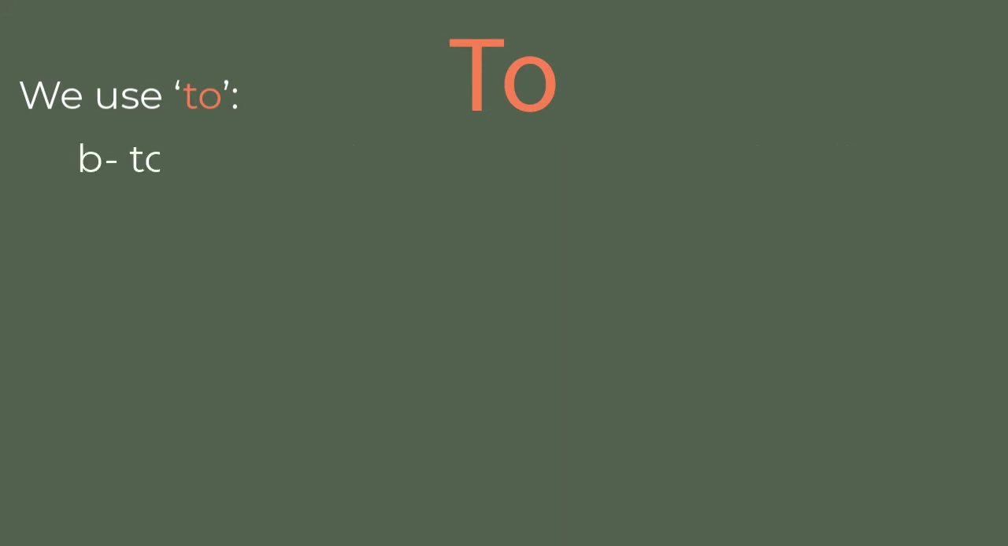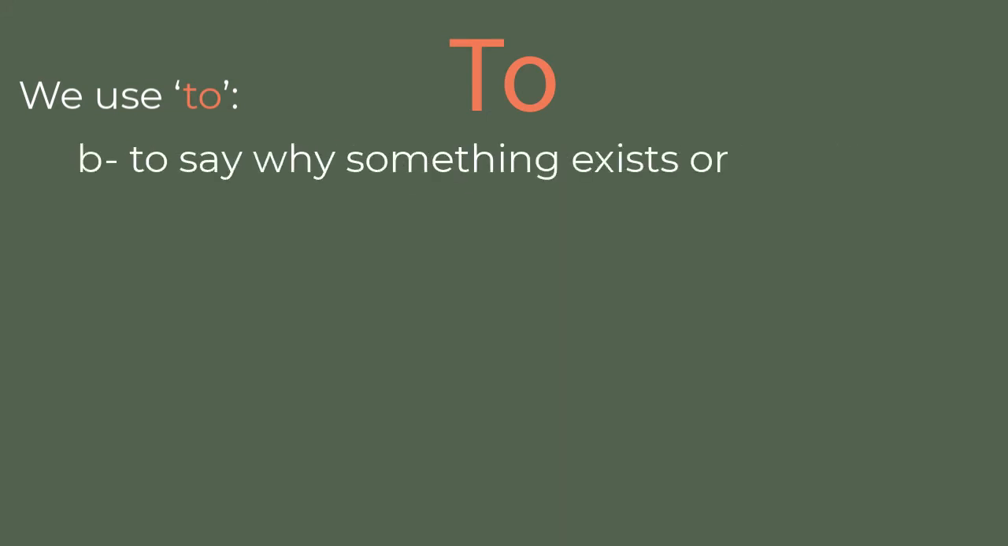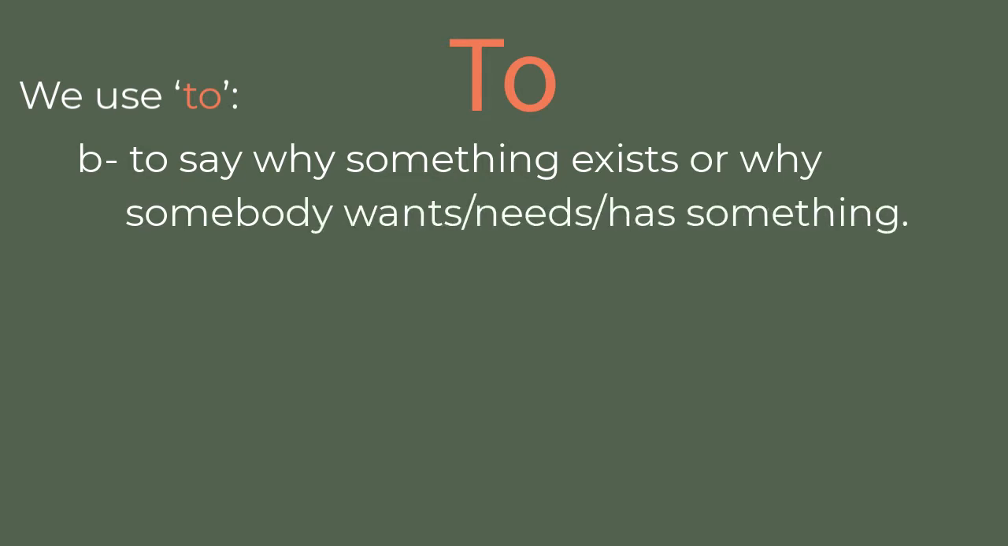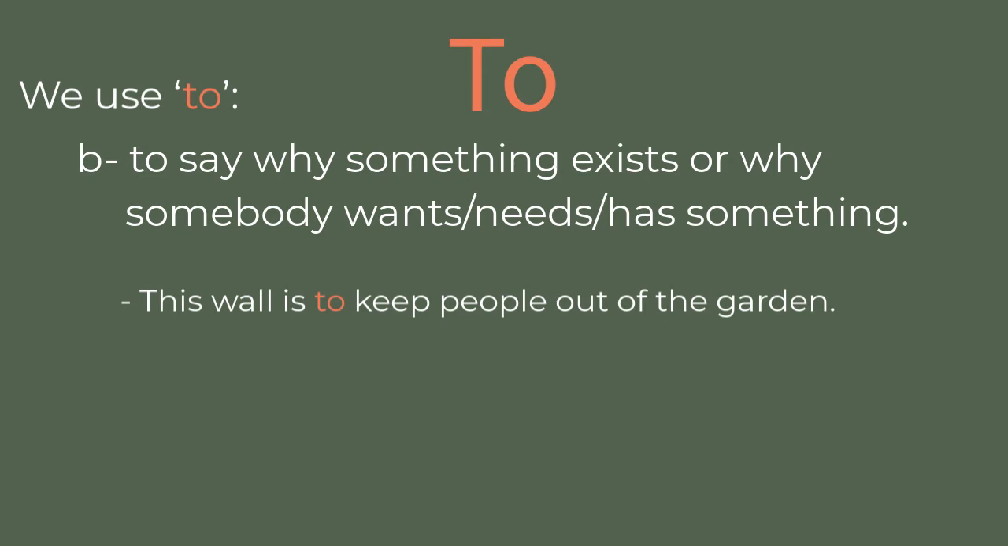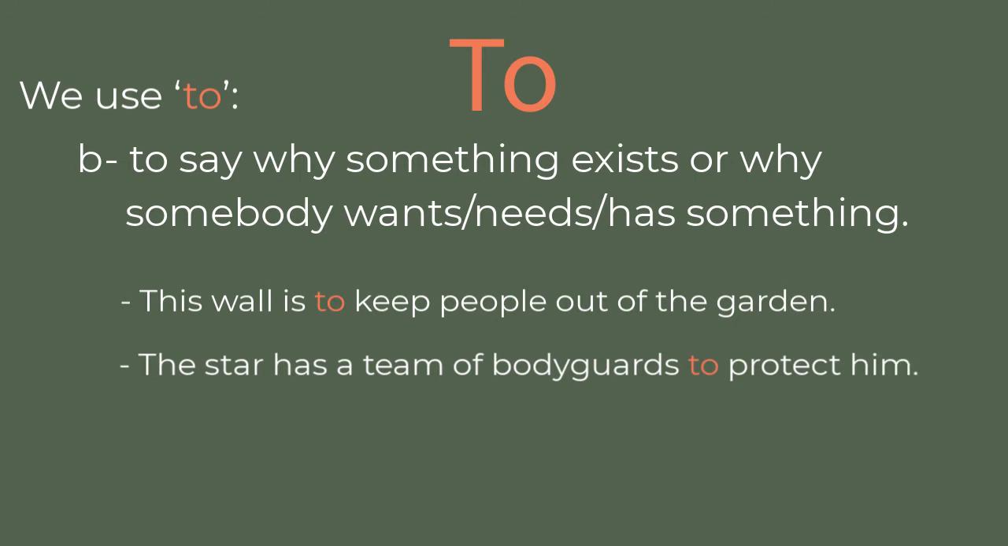We also use "to" to say why something exists or why somebody wants, needs, or has something. For example, this fence is to keep people out of the garden. The store has a team of bodyguards to protect them. We need a bottle opener to open this bottle.